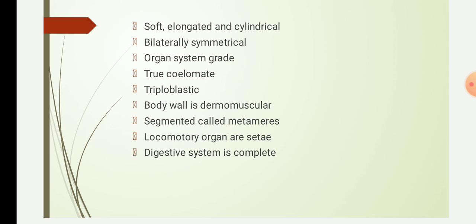Then the body is triploblastic. Next point is triploblastic, that is, they have a triploblastic body wall. That is, there is presence of three germ layers, that is ectoderm, the outer covering, followed by mesoderm, the middle layer, whereas the inner layer is called endoderm. Then the muscle layers are thick in the body wall, and hence this wall is said to be a dermomuscular wall.